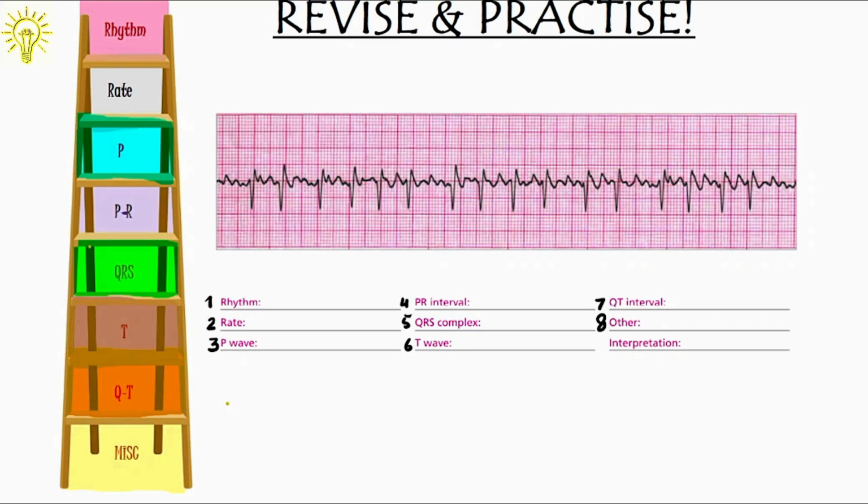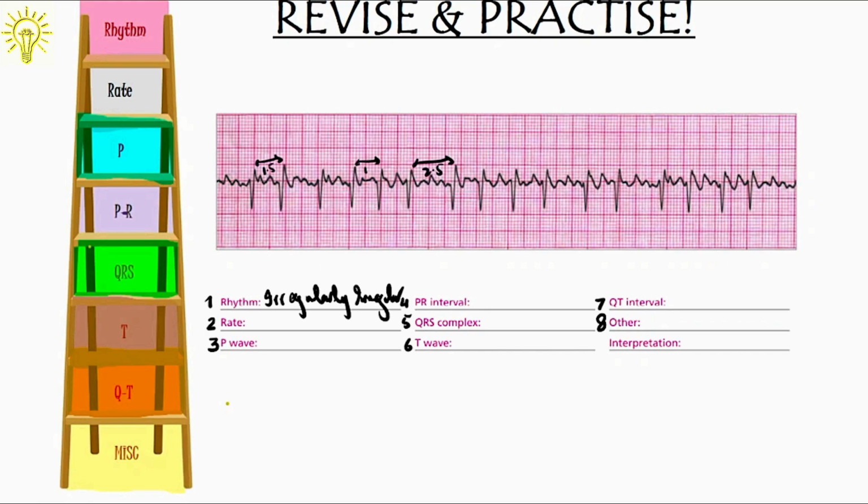Let's just go quickly through this ECG. Now you can see the rhythm is quite irregular. There is almost 1.5 large boxes between these two R waves. Let's randomly pick another. This is almost 1. There are almost 2 to 2.5 large boxes, right? So I declare it as irregularly irregular, right? What about the rate?